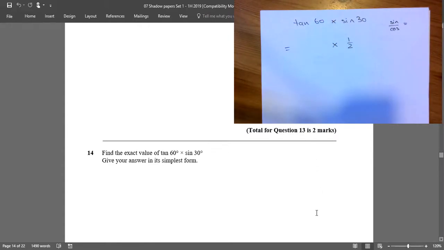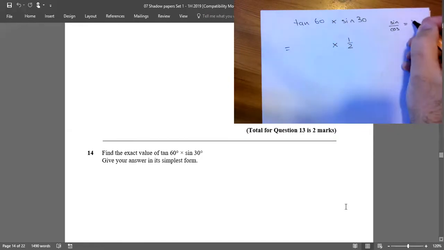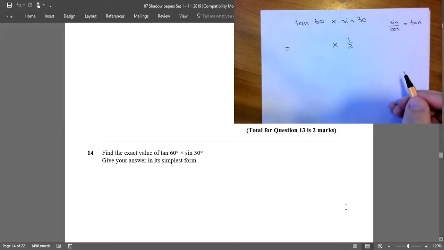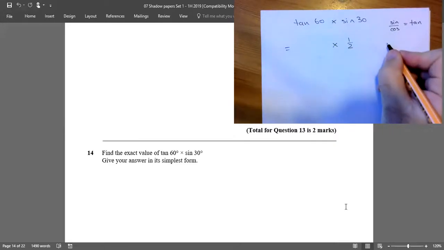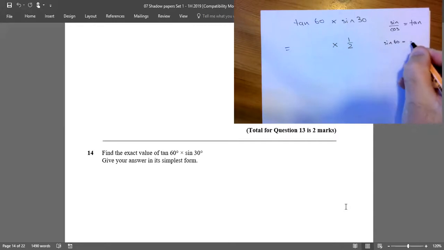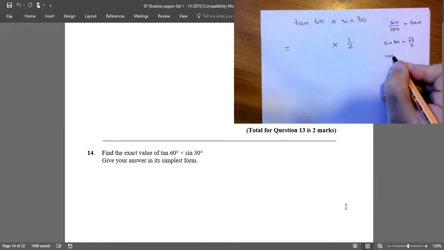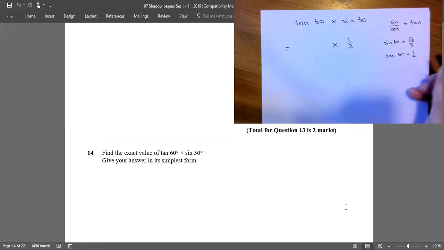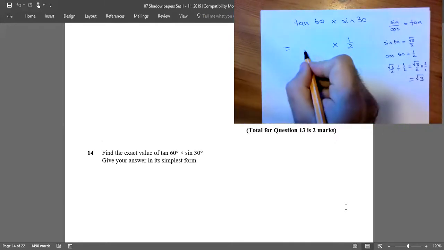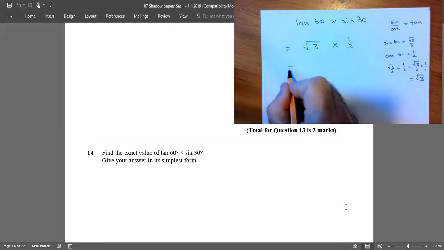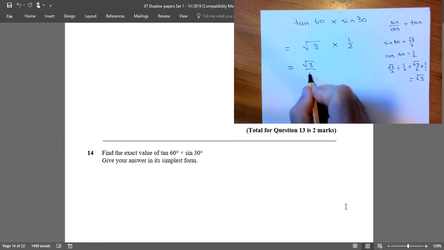So sin divided by cos equals tan. So sin 60 is √3/2. Cos 60 is 1/2. √3/2 divided by 1/2 is √3/2 times by 2/1, which equals √3. So tan 60 is √3. So √3 times by 1/2 is √3/2.